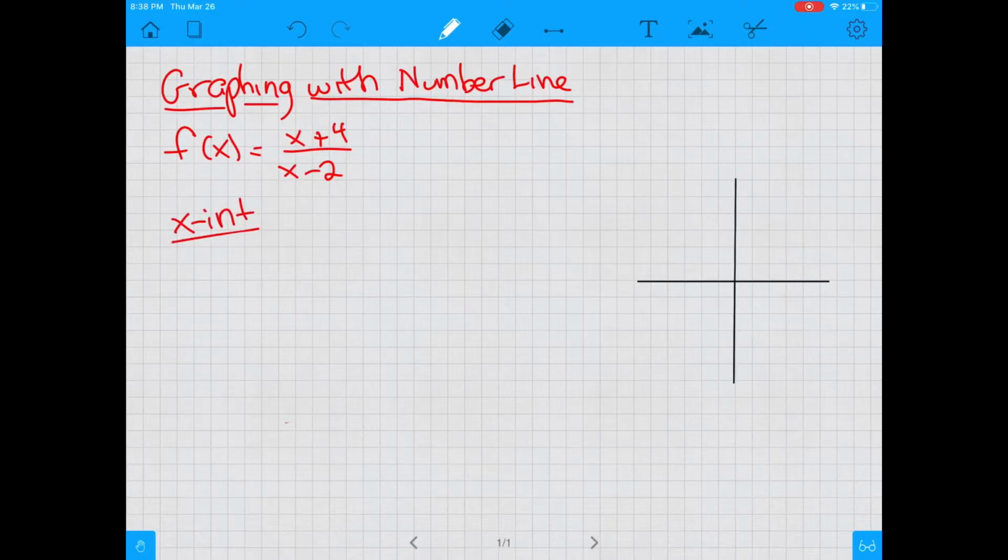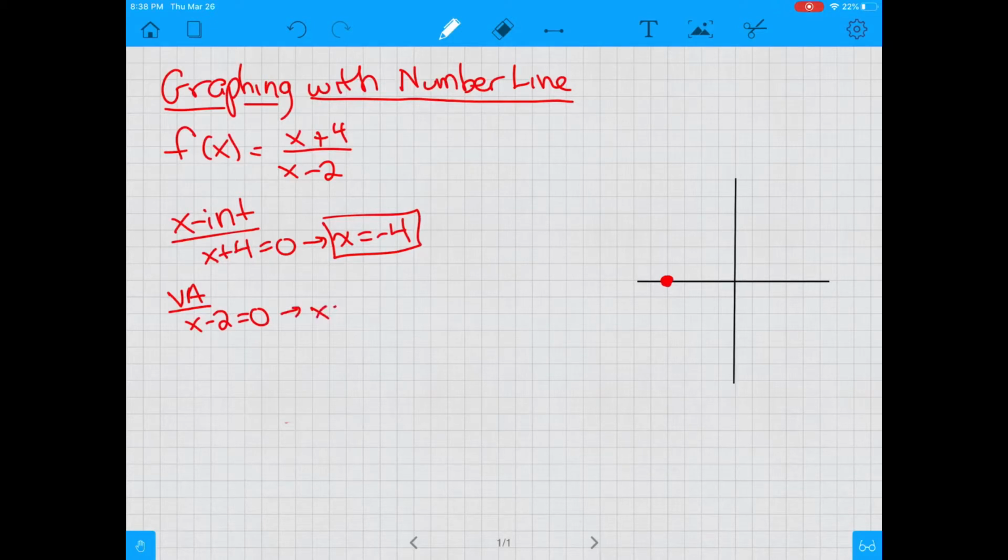Find my x-intercepts. So I set my numerator equal to 0. In this case, I get x equals -4. So I go over here to my picture and place a dot at -4. Perfect. Next thing, I'm going to find my vertical asymptotes, which is just where my denominator equals 0. So I get x equals 2. Come over here to +2.